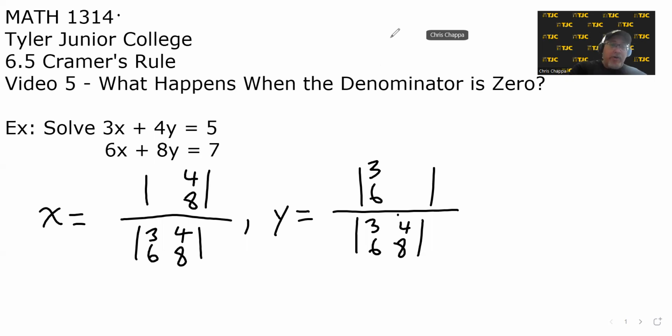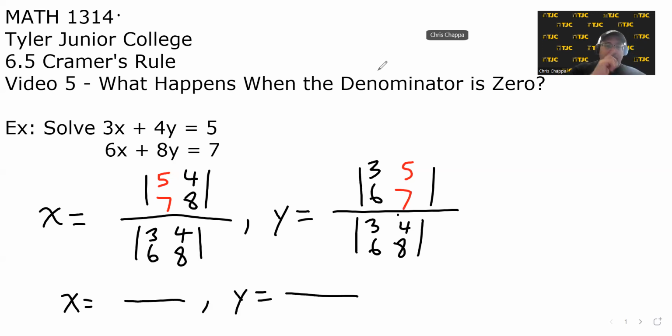And then we just replace with the constant terms on the right side of the equal sign. In the x numerator, we replace the x coefficients with 5 and 7. And for the y numerator, we replace the y coefficients with 5 and 7. Now, at this point, I'm not going to go too slow on the determinant calculations. I'll just talk them out, starting with the numerator of the x, and I will do some real quick highlighting.